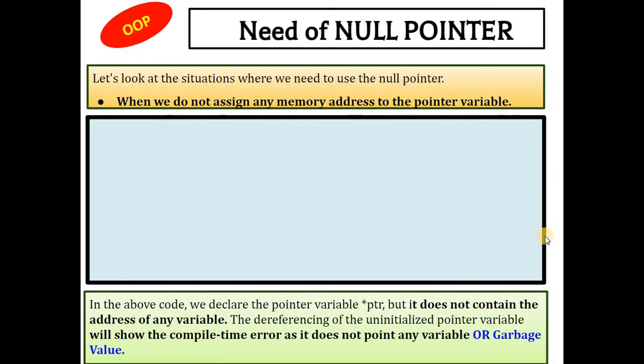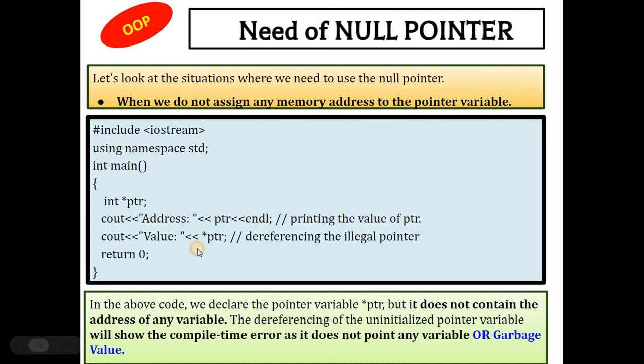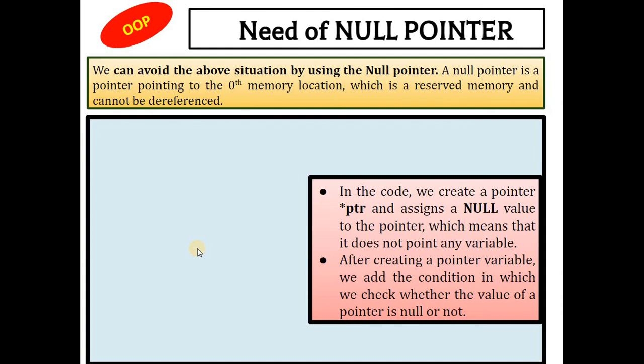The need for a null pointer is when we do not want to assign any memory address to the pointer variable, we make it point to null, so that we do not get a garbage value. If we do not do so, while dereferencing, we can surely get a garbage value. So here we have int asterisk ptr, and we write cout asterisk ptr. Now here ptr is not assigned to any variable. That is why when we display the address and value of the pointer, it will give you an error. We can avoid this situation by using a null pointer.